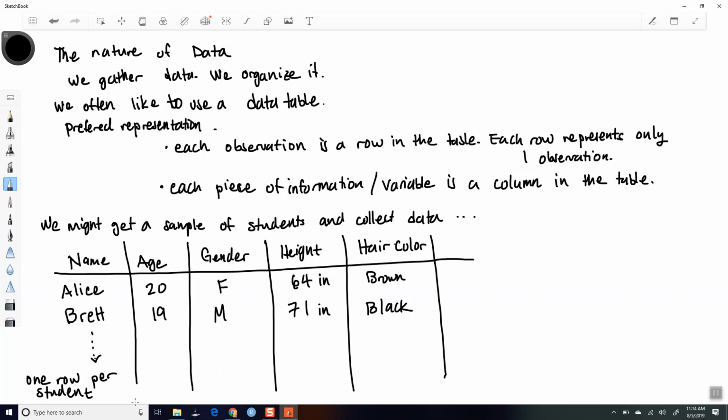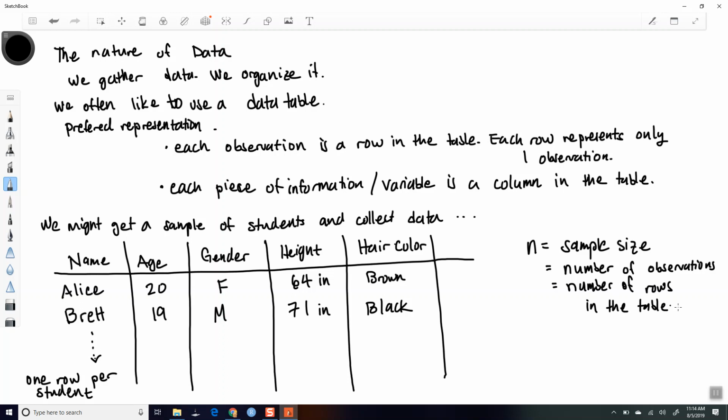n is what we call our sample size. This is how many individuals we have, and it's the same thing as the number of observations and the same as the number of rows in our table. So if you've got 40 rows in the table, then that means you have 40 individuals in your data. We've got two kinds of variables.